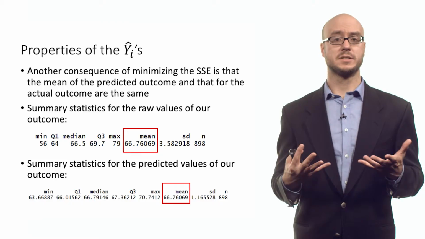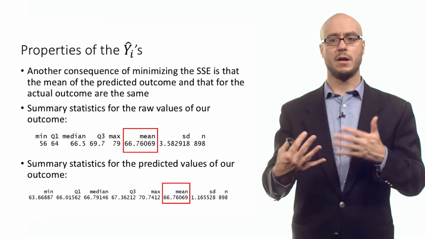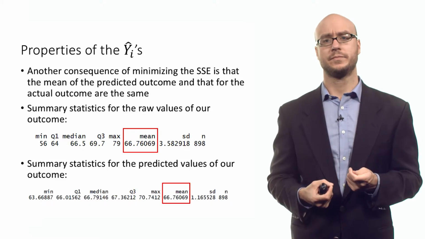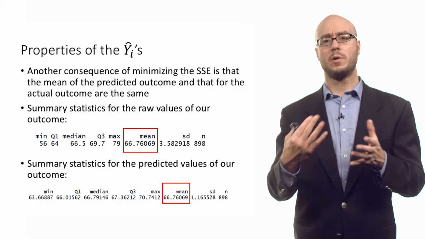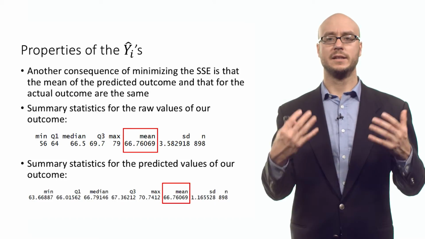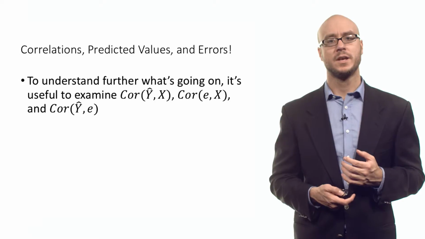This is interesting because it tells us that overall, in terms of the average calculation for our outcome, the y and the y-hat have this similarity, right? They're not all that different, at least in some of the summary statistics.